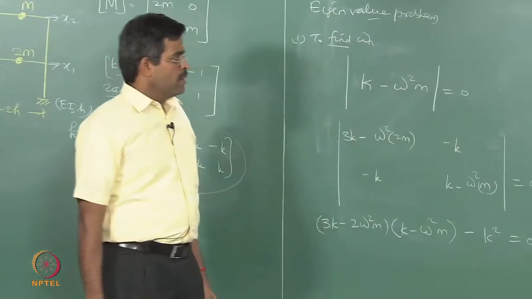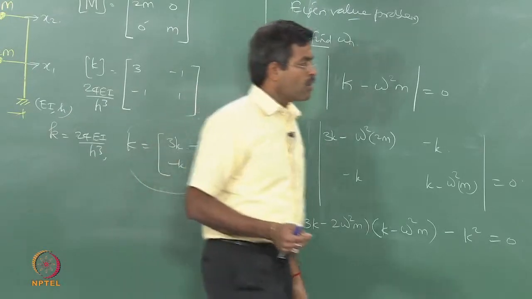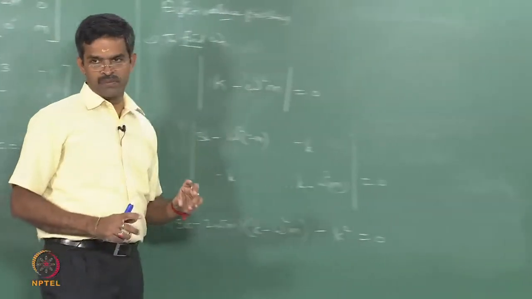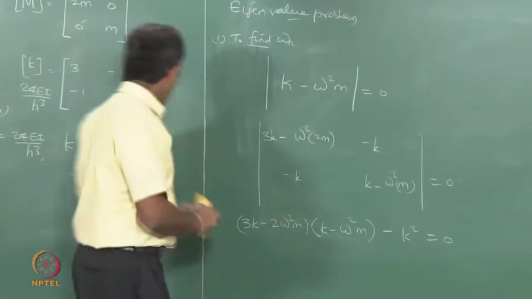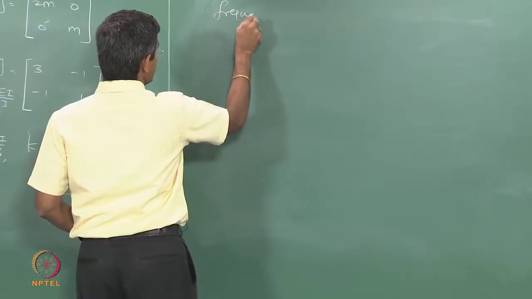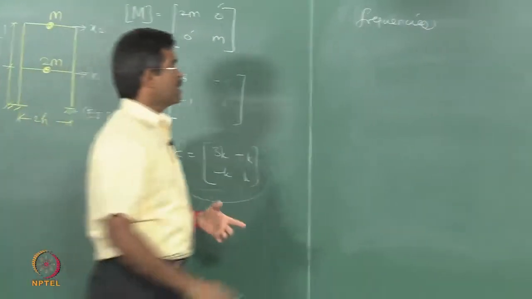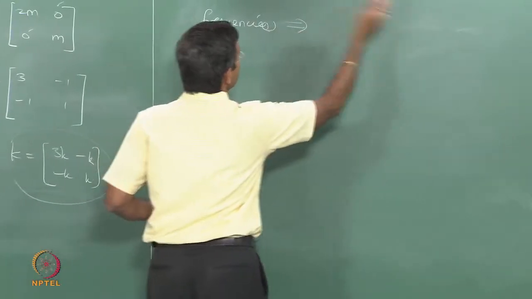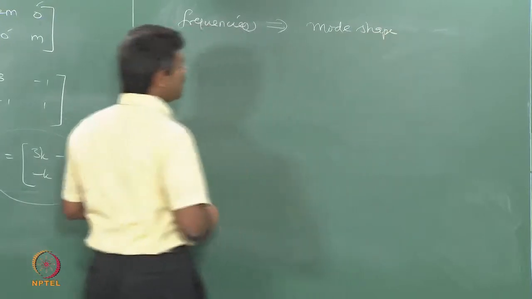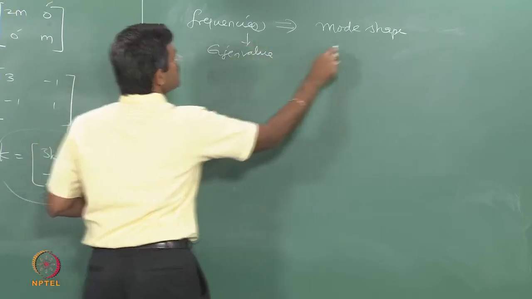Okay. But unfortunately, the moment you start working on multi degrees, along with the frequency, one more pair will be generated, that is called mode shapes. So, mode shapes and frequencies are like husband and wife. So, if you have frequencies, it will automatically generate a pair which is mode shape. Mathematically, this is called eigenvalue and this is called eigenvector.